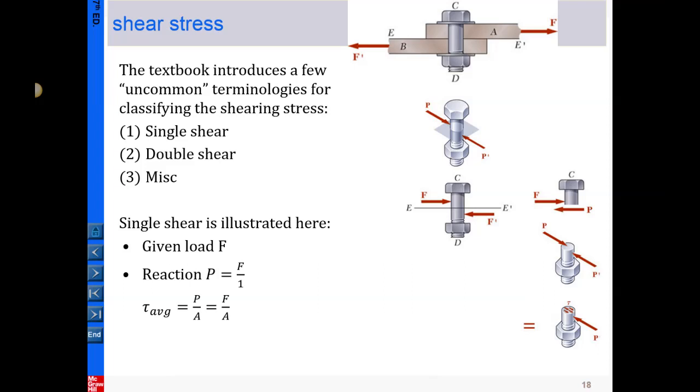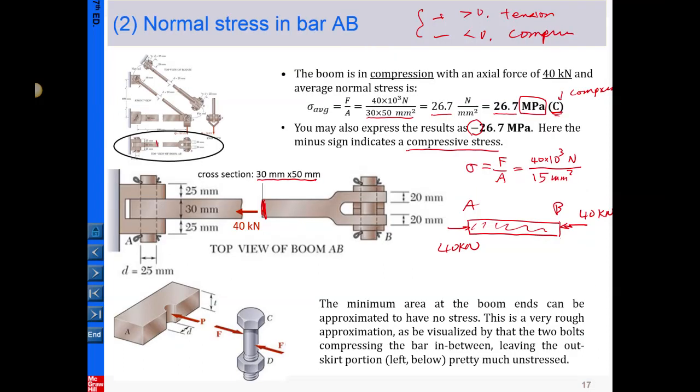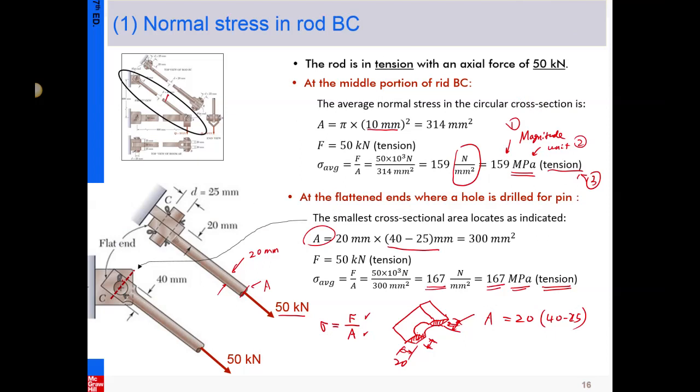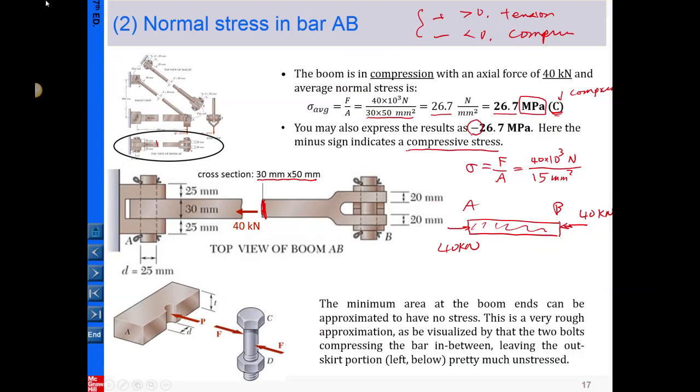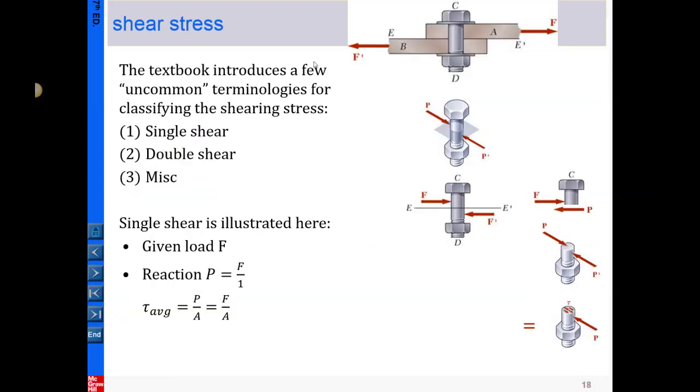So the next one, let us exercise the shear stress. Oh, by the way, in this example and in this example, you can see the force is normal to the cross-section we pick, and again the force is normal to the cross-section we pick. So basically here we calculate the normal stress, compared to the normal stress, and here is the shear stress.